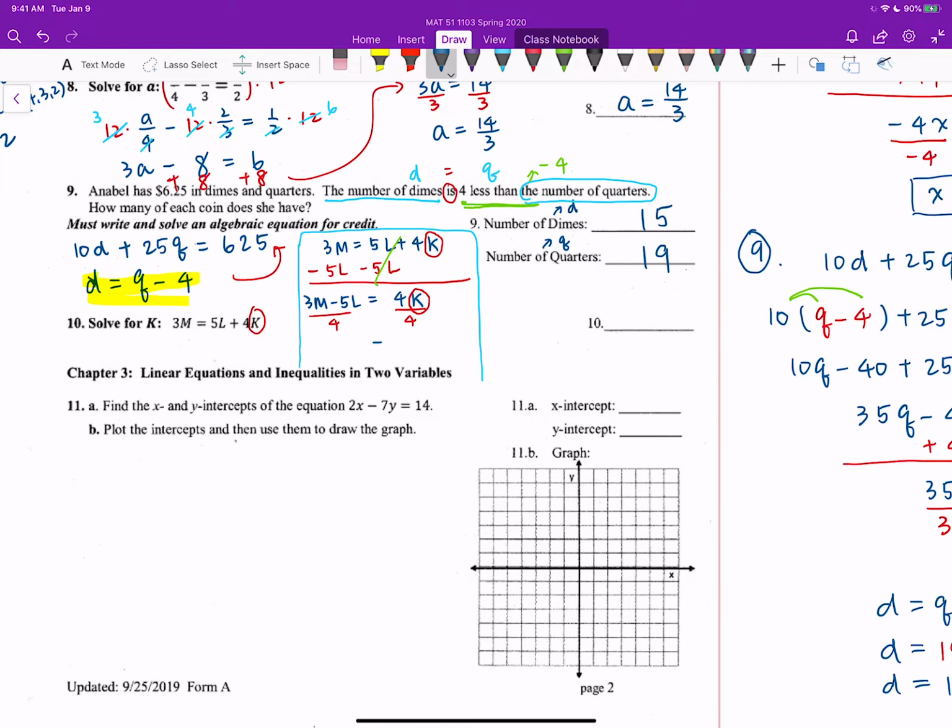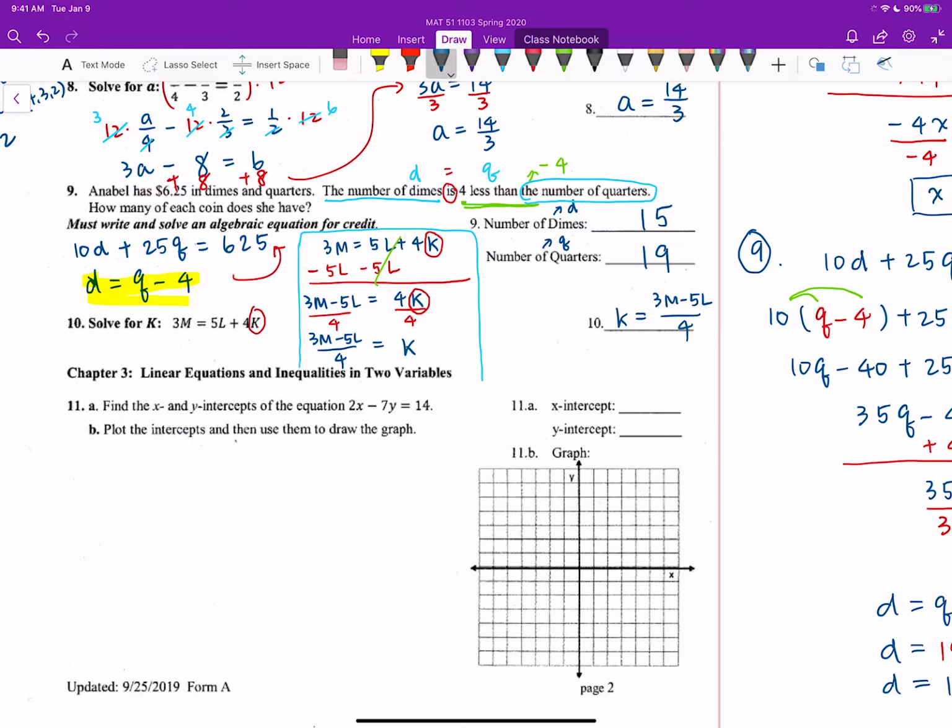Therefore, we have our k equals 3m minus 5l over 4. And that is our answer. K equals 3m minus 5l over 4.